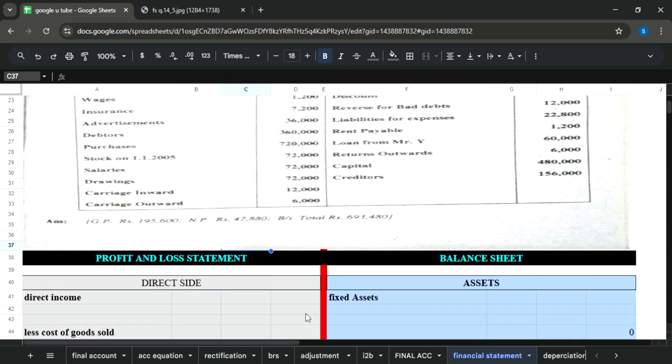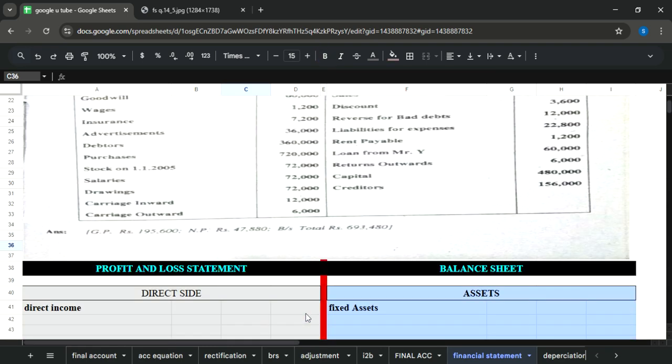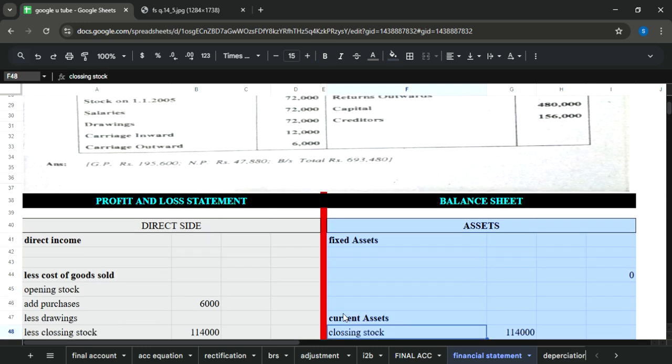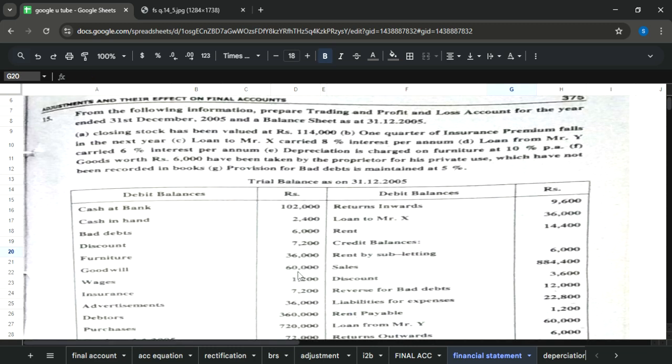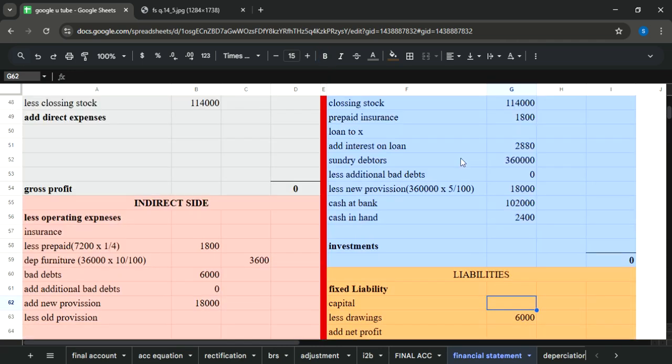Okay guys, after discount we have furniture 36,000. I'm sure we have already written it. Furniture, okay, we have not written. I think there was depreciation as well. So first you will mention furniture and there was depreciation as well. So let's get back how much depreciation we have calculated. This is depreciation of furniture 3600.